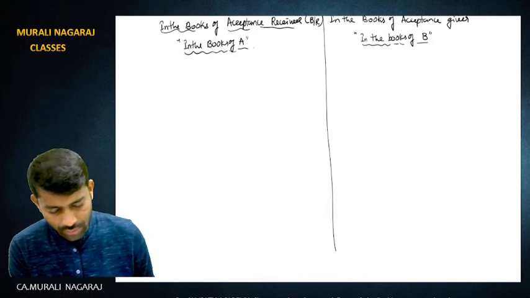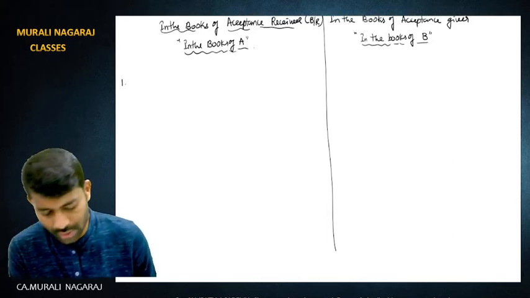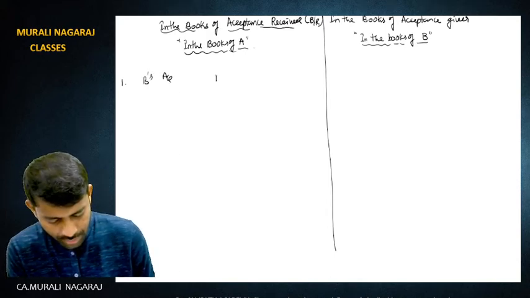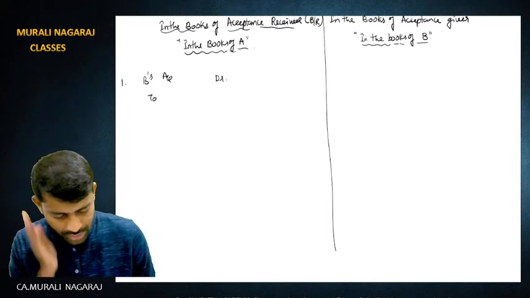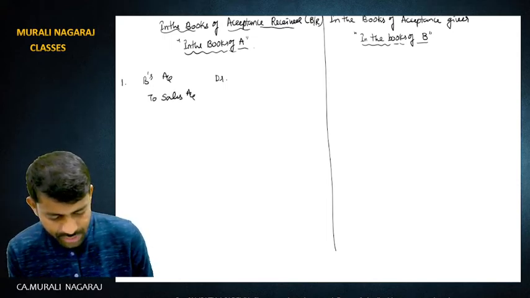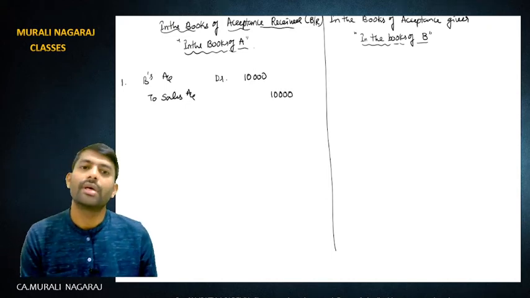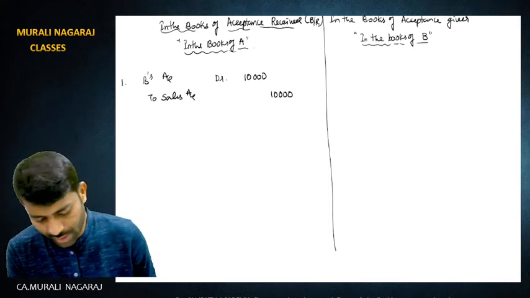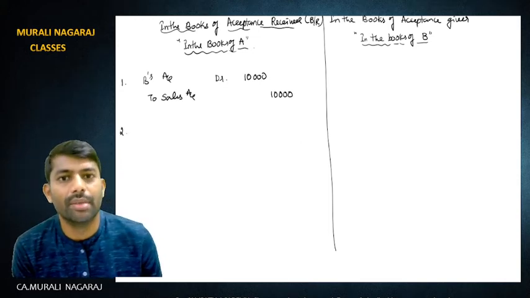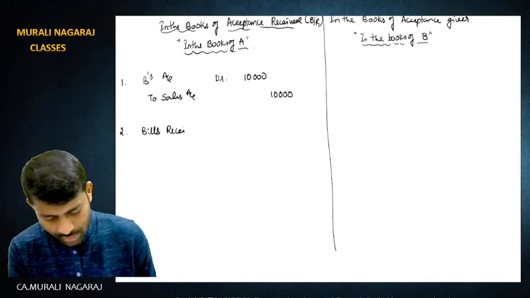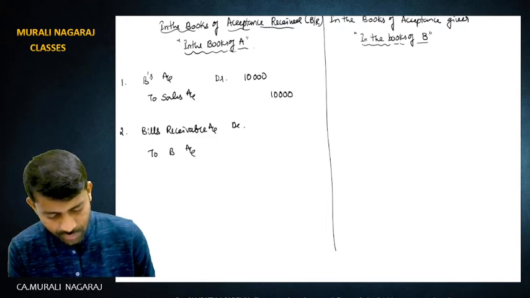Now, first entry, my dear friends, is for sale of goods. In the books of A, it is B's account debit to sales account 10,000, being credit sales made to B. Then second entry: on the same day B accepted the bill. So the entry is bills receivable account debit to B's account 10,000.